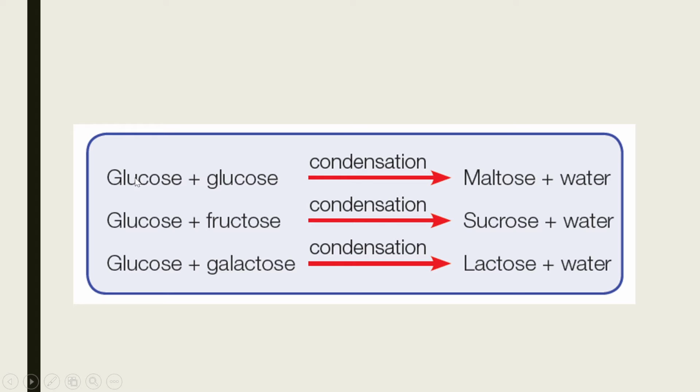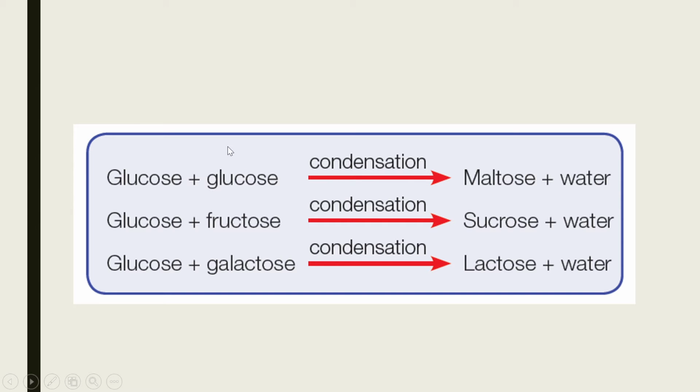Remember, glucose, fructose, galactose, they are the monosaccharides. So when two glucose monosaccharides combine, this process is known as condensation, and you form a disaccharide, which is maltose. Okay, and then one water molecule is being removed. This is condensation, from two simple sugars forming a disaccharide.